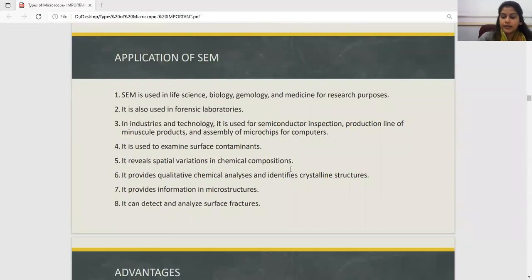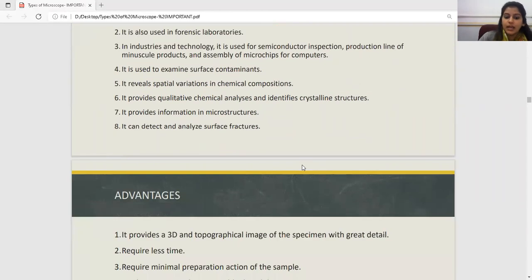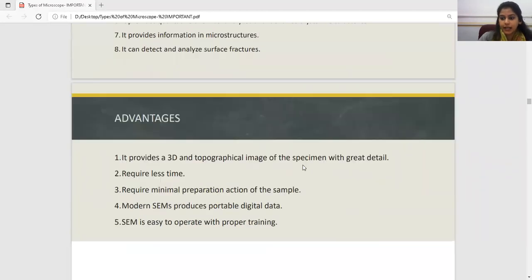What are the main applications of the scanning electron microscope? It is highly used in studying external topography. It is used in life science laboratories, biology laboratories, gemology, medical sciences, and also forensic laboratories, for examination of surface contaminants. It is also used in many crystal studies, bond studies, and structure studies. External topography, chemical composition, and bond structure can all be studied with the scanning electron microscope.